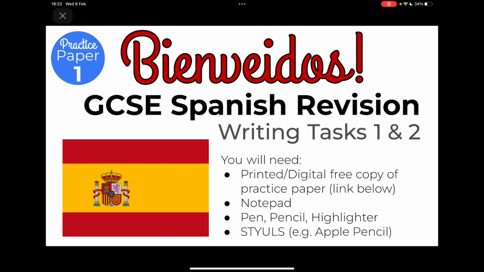You are also going to need a notepad if you are taking notes, or you are looking at the questions digitally and you don't want to type them, instead you want to write them. You're going to need pen, pencil, highlighter. And if you are doing this digitally, the last option there is a stylus. I'm using an Apple Pencil because I'm doing it on my iPad. But again, it's completely up to you, however you want to do it.